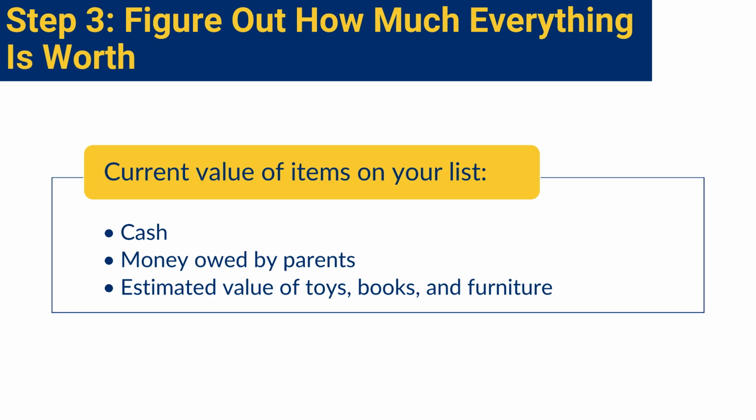Step 3. Figure out how much everything is worth. Find out how much each thing on your list is worth right now. Cash is worth the amount you have. Money owed by parents is what they still need to pay. Estimate the value of toys, books, and furniture based on what you paid for them or what you think they're worth now.